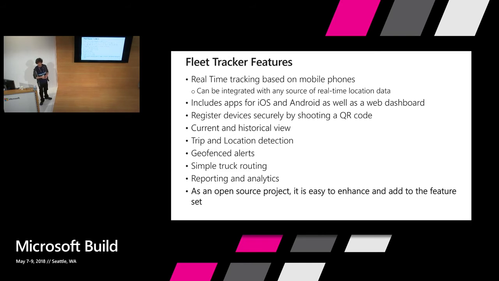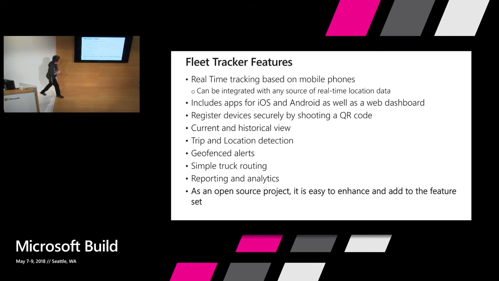Trip and location detection is very interesting. So we have a service that runs in the background, and it's always analyzing the points as they come in, and it'll try to figure out, where did this driver stop? And we'll call that a location. And what are all of the points that made up a contiguous trip? And that plays in with the reporting that's built in as well. You can get daily, weekly, monthly reports of activity of all the drivers in your deployment.